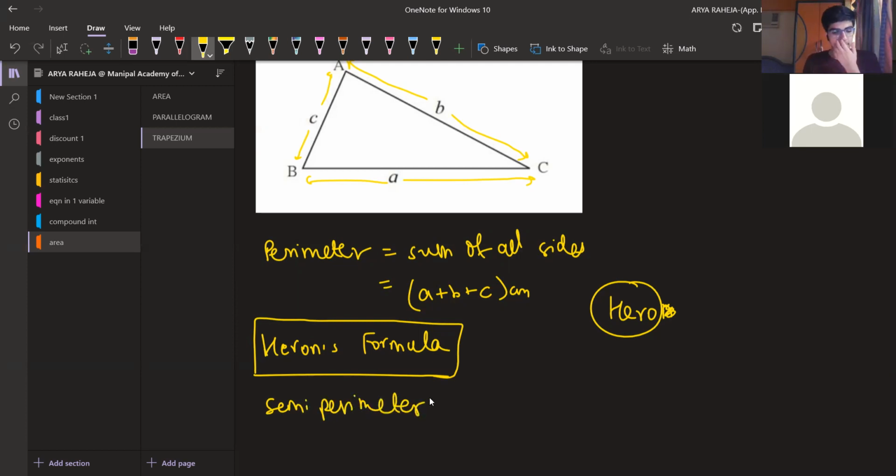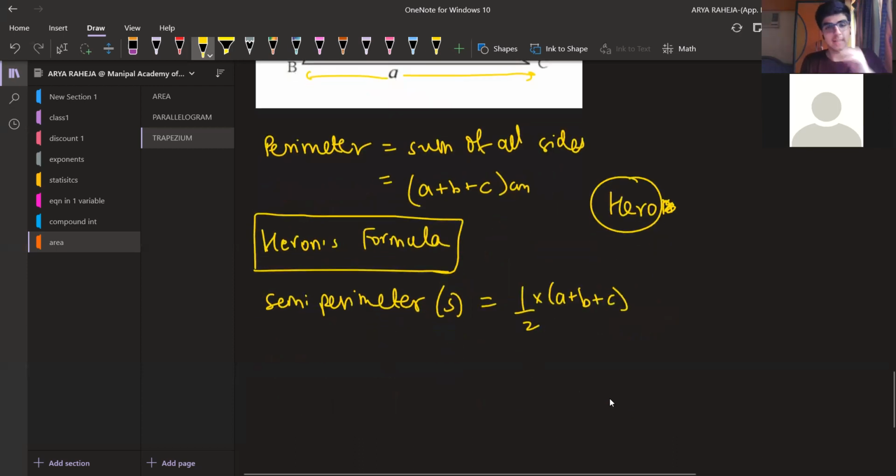And what is semi perimeter? Firstly, it's denoted by S. Semi perimeter is nothing but half of the perimeter. So half of the perimeter, half of A plus B plus C. इसको we denote as S, semi perimeter.